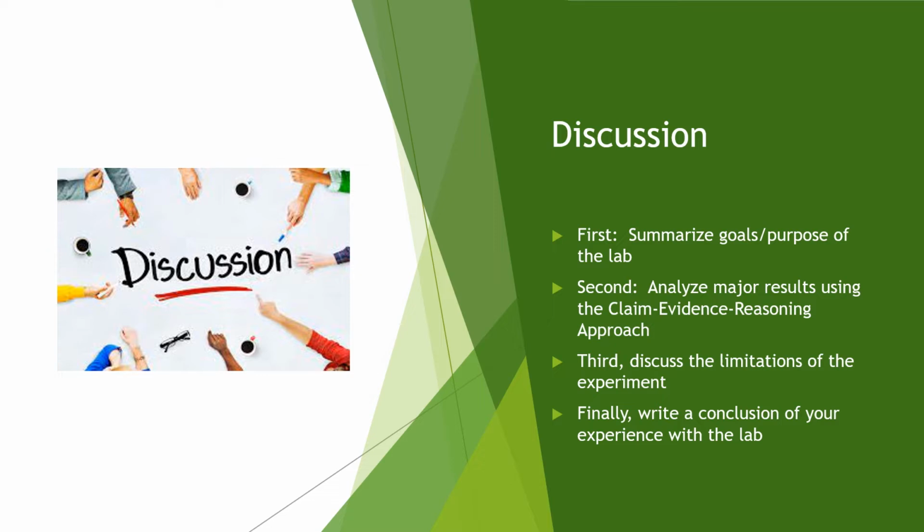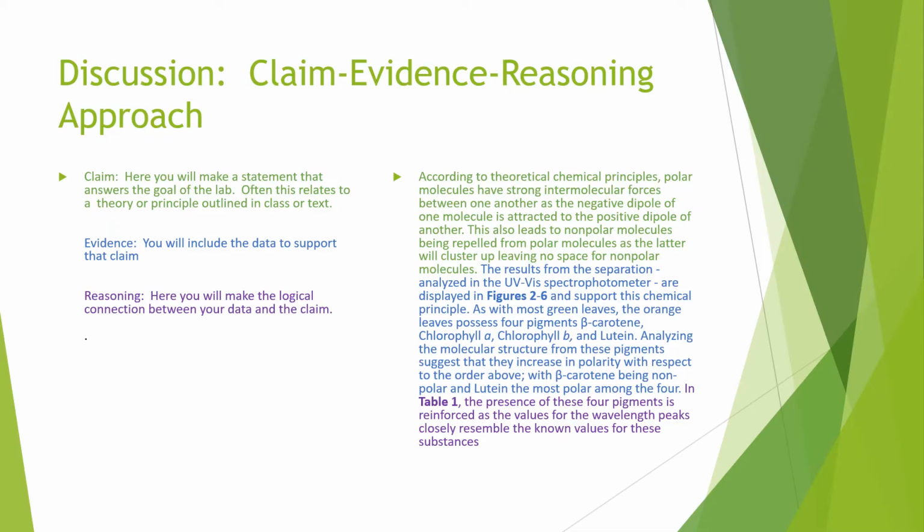The second step will critically analyze major results using the claim, evidence, reasoning approach. The third step will discuss the limitations of the experiment. And finally, write a conclusion of the experience with the lab. Let's take a minute to look over the claim, evidence, reasoning approach.